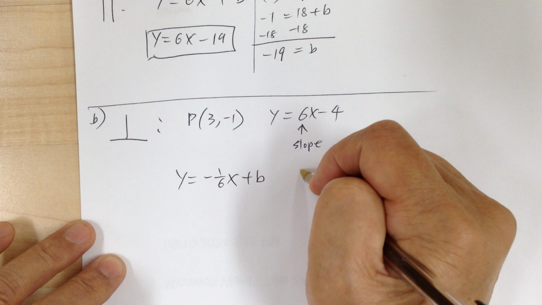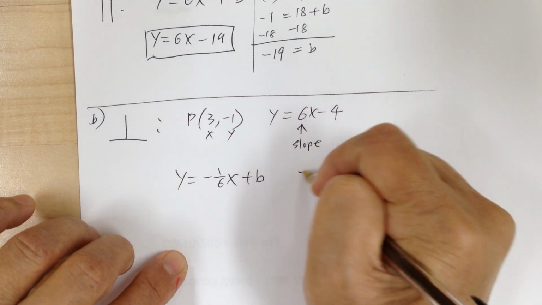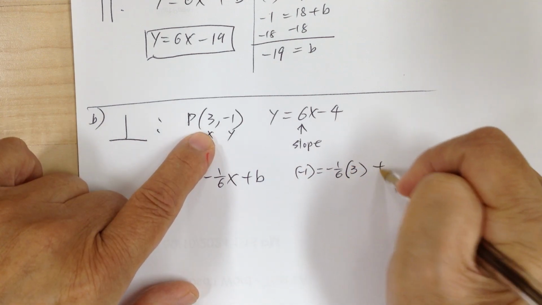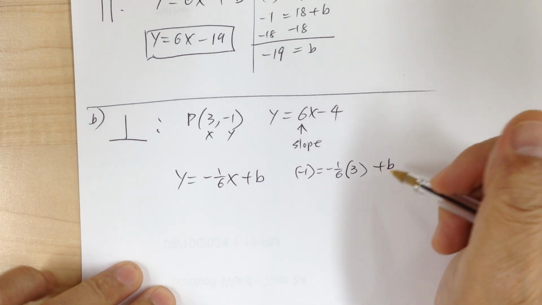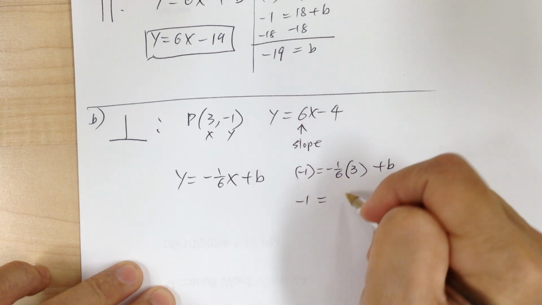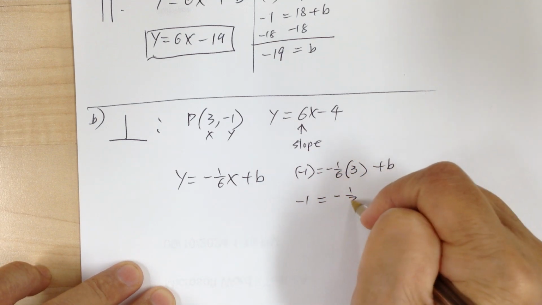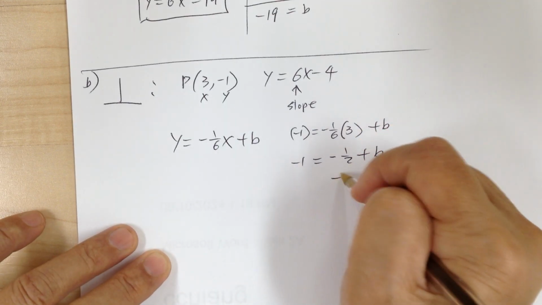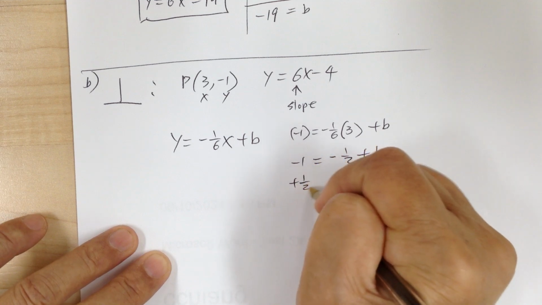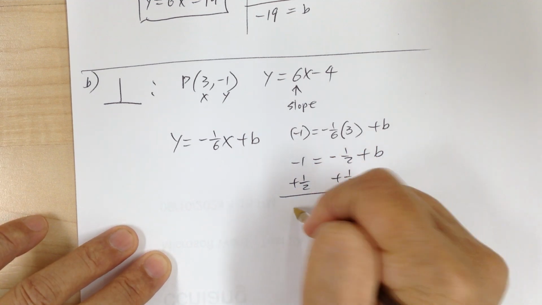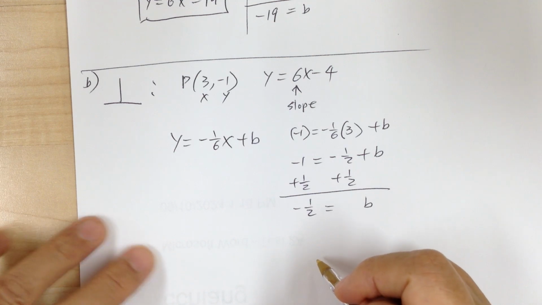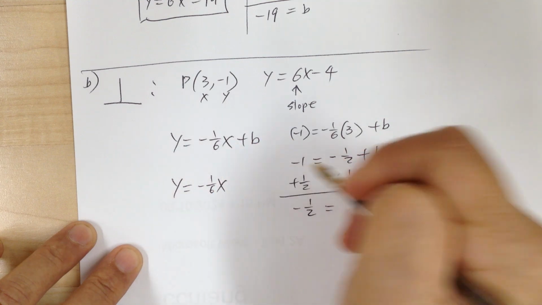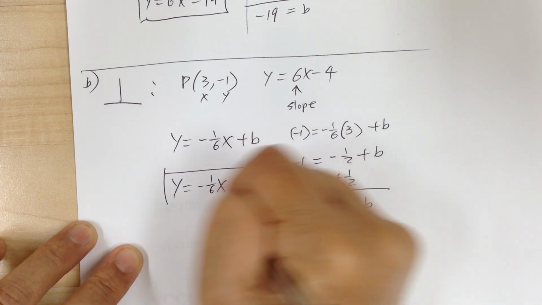You can do the same thing over here. You go off to the side. So that's your x and the y. You get -1 = -1/6 times 3 + b. Let's work it out. So -1 = -3/6, which is -1/2, + b. Next, let's add 1 half on each side. So b = -1/2. Once you find b, you put it back in here. So y = -1/6 x - 1/2. So this is the perpendicular line.